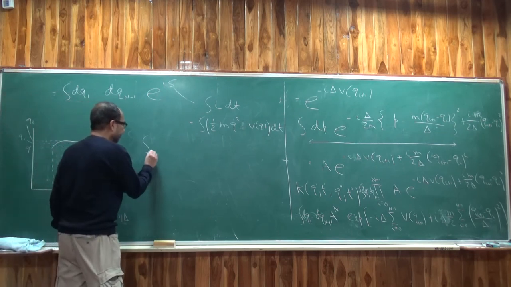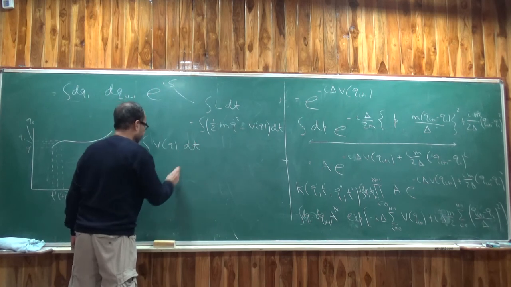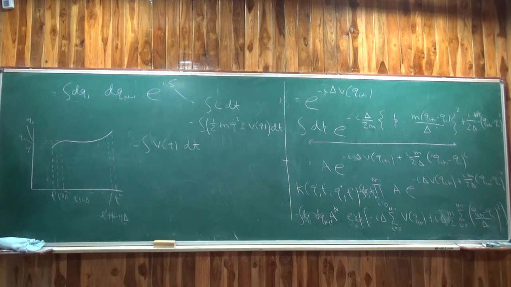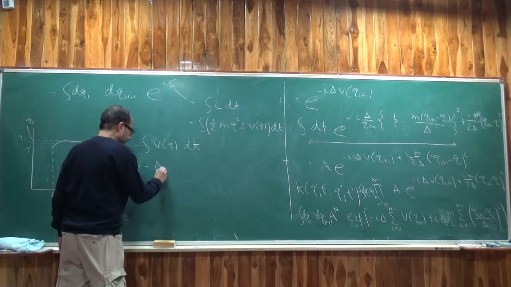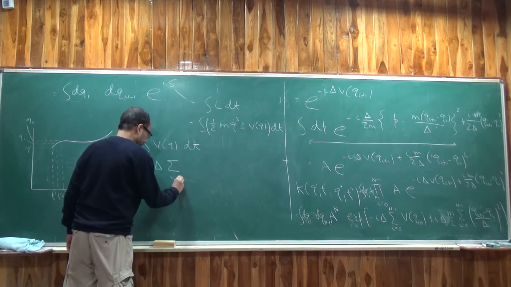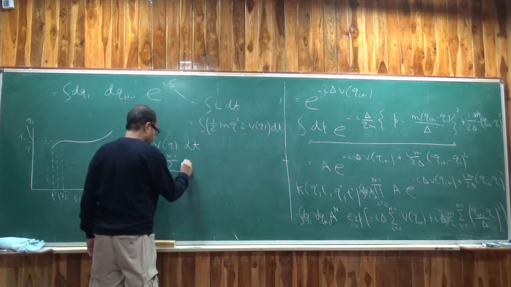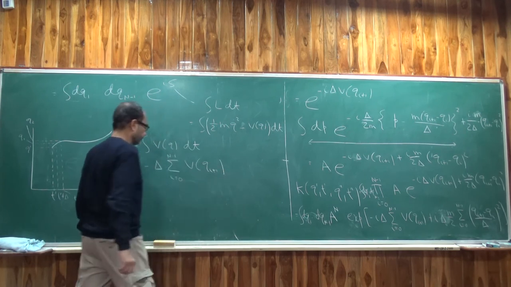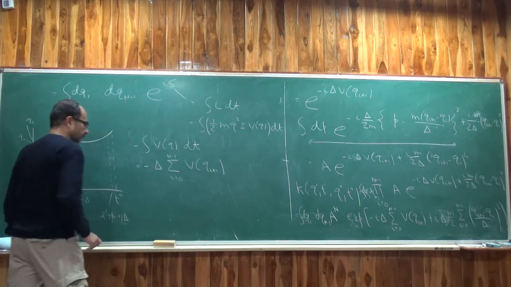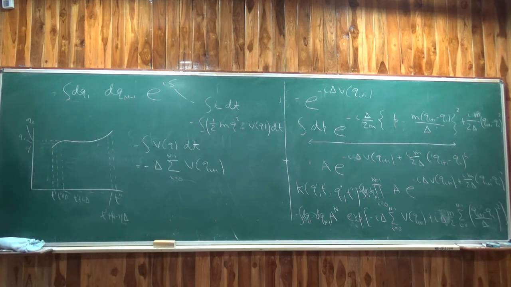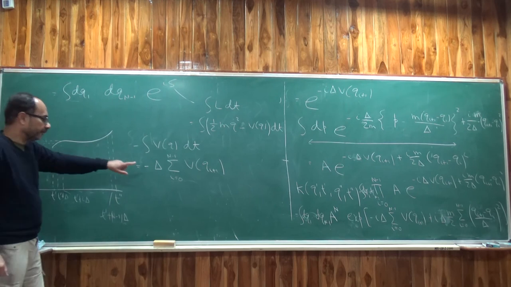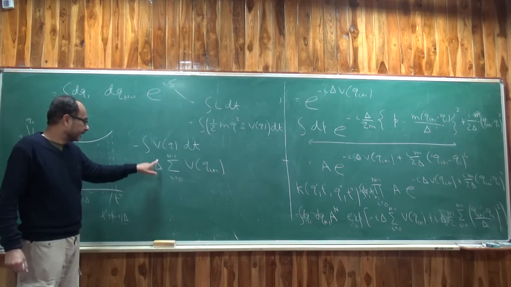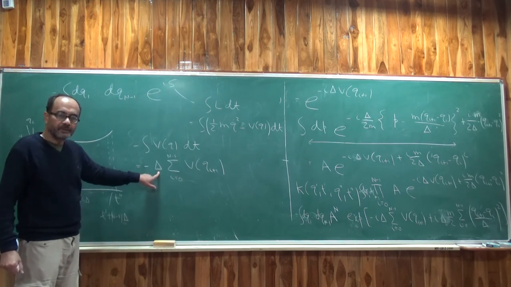In that case, the integral of V of q dt from t prime to t double prime. Using the definition of an integral, I can write this as delta times the sum. This is the definition of an integral as a limit of a sum. I take the sum over these intervals and multiply by delta, just to compensate. Otherwise you write it as t double prime minus t prime over n, times this sum.